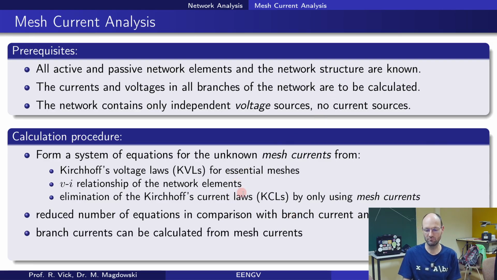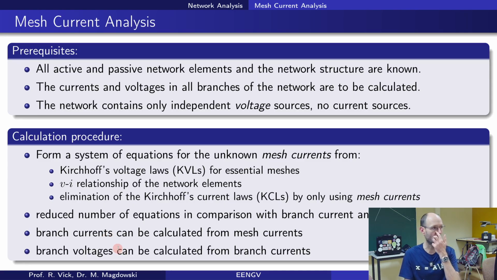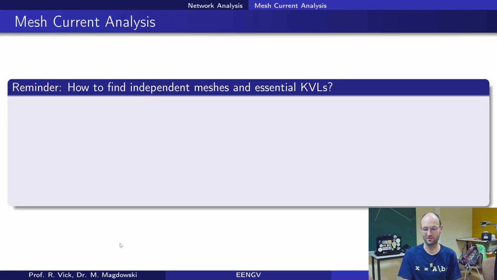Okay, so then we solve this system of equations, we get these mesh currents. From these mesh currents we can calculate our branch currents, and finally we can calculate our branch voltages from these branch currents. And then we know all currents and voltages inside the network. Okay, so that's the theory. It's always good from my point of view to take a look at some example.